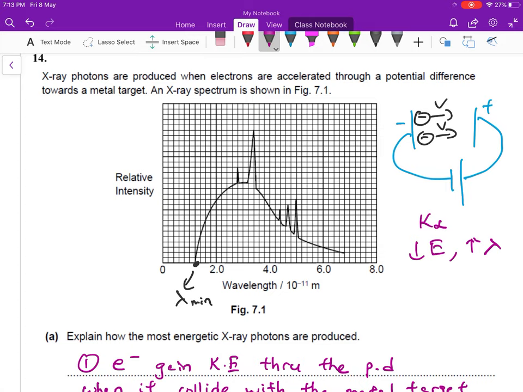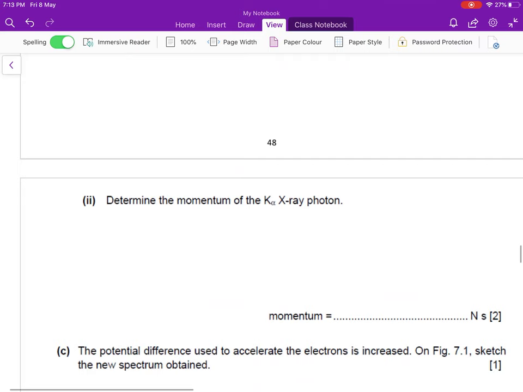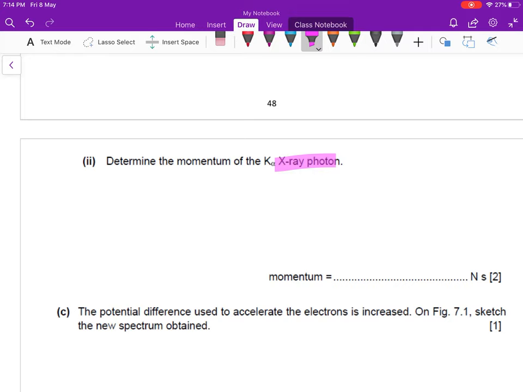So K alpha, maybe in this case, the energy of photon is D. Energy is low, but highest wavelength. Sometimes we can't look at intensity, we look at the wavelength. It should be here. What is my wavelength here? 4.2, 4.4, 4.6, 4.8, 5. So my K alpha wavelength is 5×10^-11 meter.